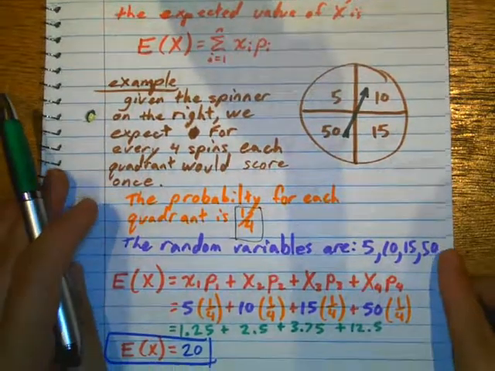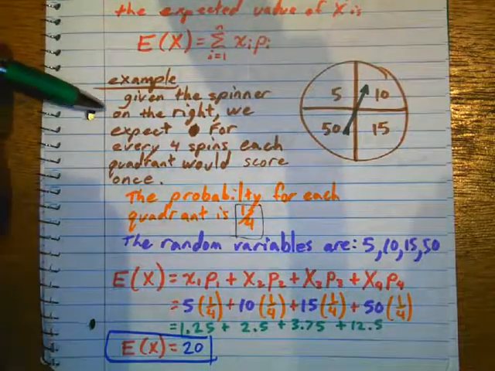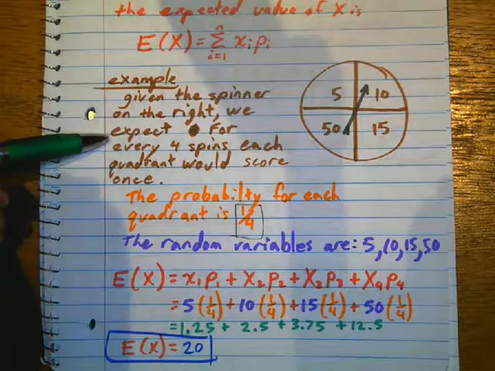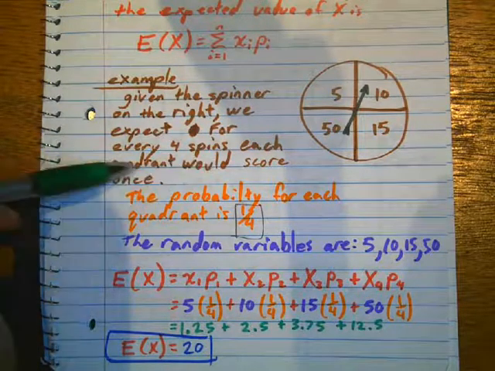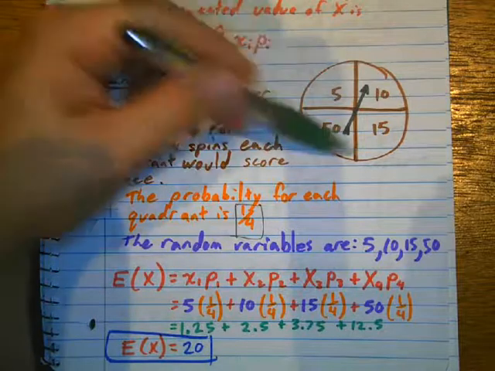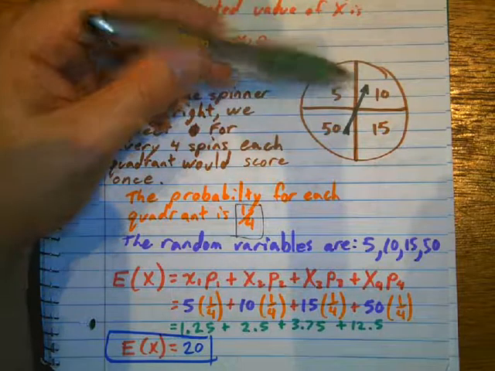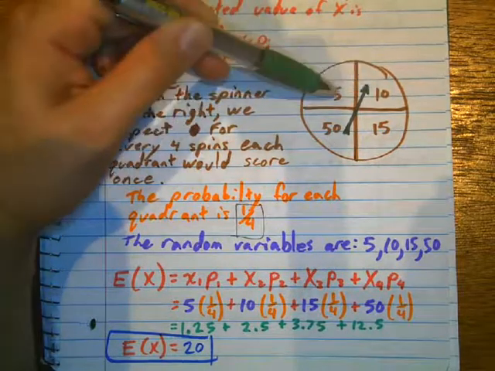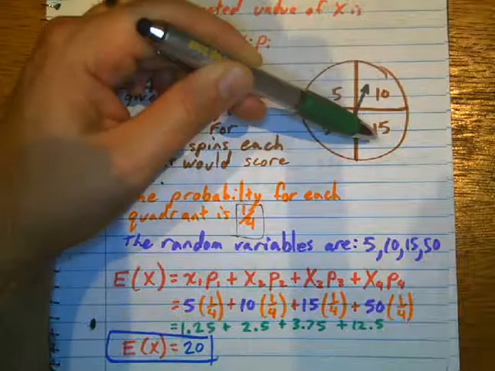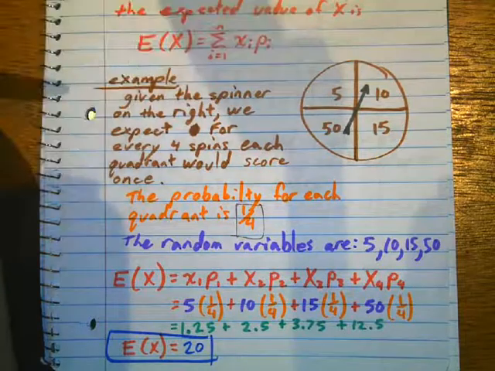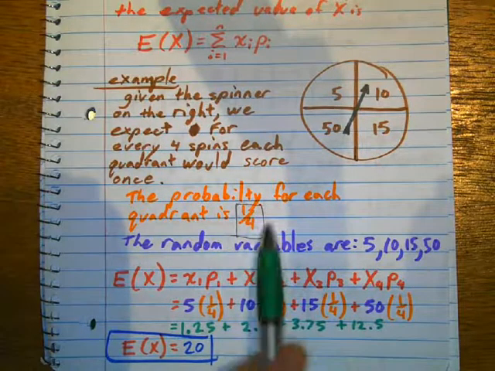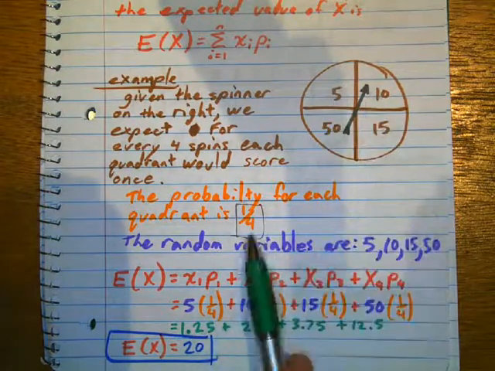Okay, so we have a spinner on the right, and we expect for every 4 spins, you're going to land in each of these quadrants once, right? If I spin it once, I could be here. Another time, I could be here. Another time, I could be here. Another time, it could be here. We expect that we would hit one of those places once. So that means the probability of each of these quadrants is 1/4.